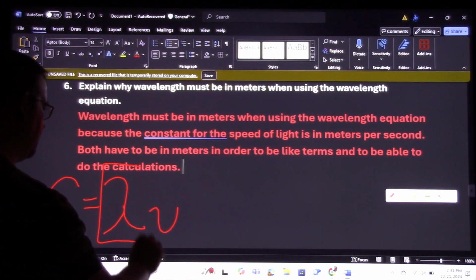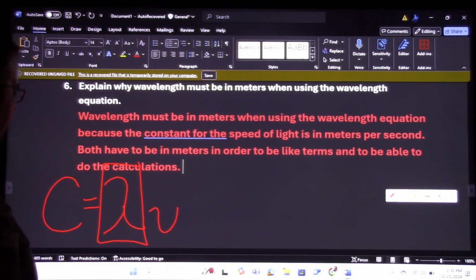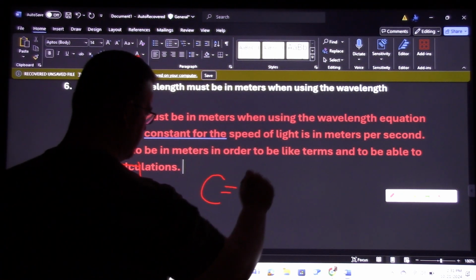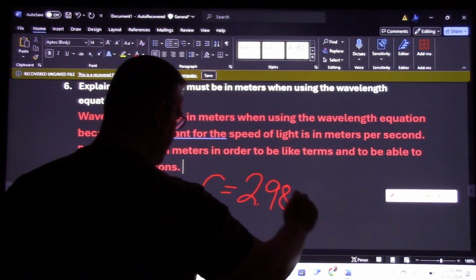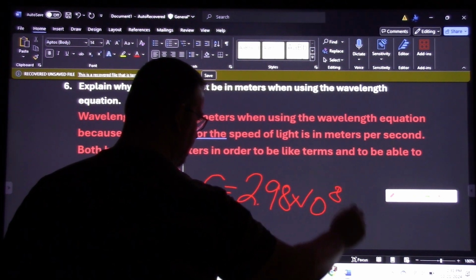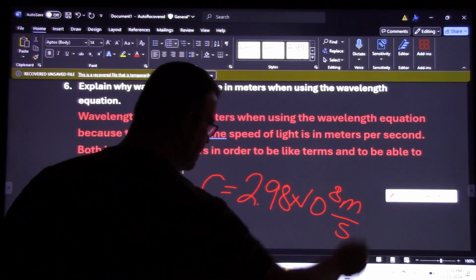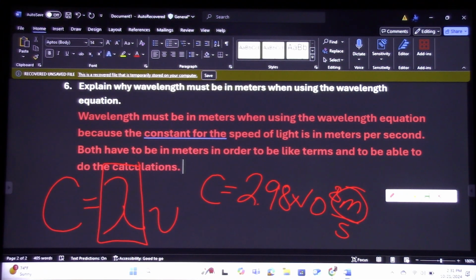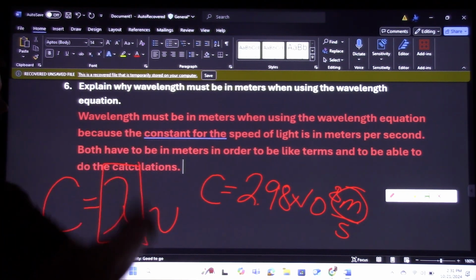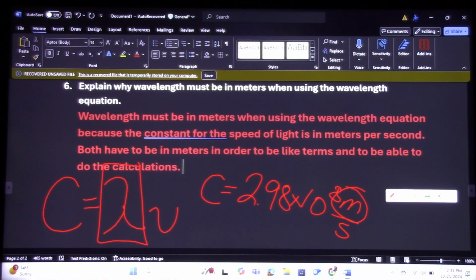The problem that we have is the speed of light, c, is 2.98 times 10 to the 8 meters per second. Since it's in meters, we also have to have the wavelength in meters to do any calculations here, because if not, then they're not like terms, so they won't be able to cancel each other out. So the wavelength must be in meters when using the wavelength equation, because the constant for the speed of light is in meters per second. Both have to be in meters in order to be like terms and to be able to do the calculations.